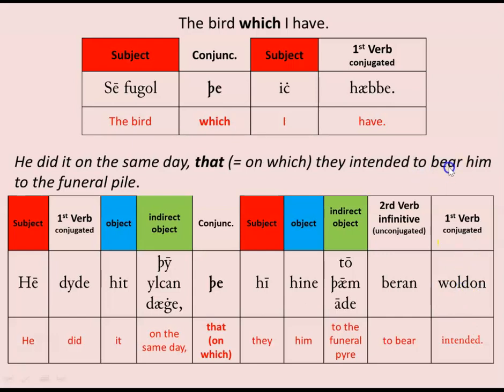Bear is the next verb, and it just goes in the infinitive form in the second last place. Here is the dependent secondary clause, the relative clause, and here is the main or independent clause at the front here. In this case, the stands for that or on which, whichever one prefers. He did it on the same day on which they intended to bear him to the funeral pile, or he did it on the same day that they intended to bear him to the funeral pile.